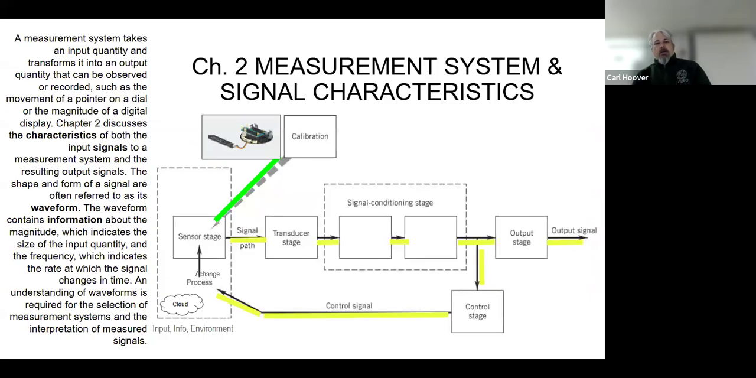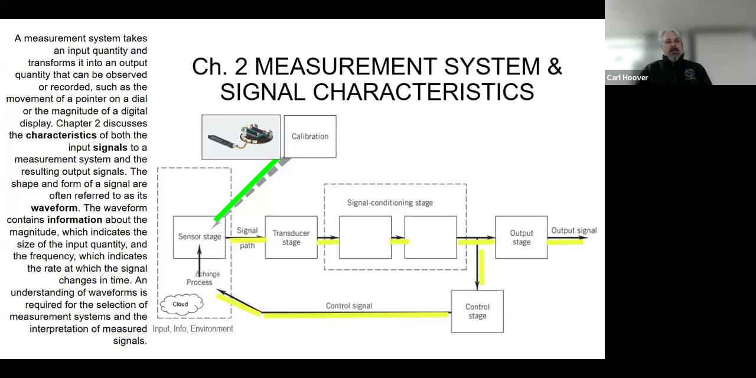So this lab is all a part of the measurement systems introduction. We looked at sensors, transducers, signal paths, and output in the last lab and talked about signals going through them. We also talked about the idea of having control or feedback loops in our measurement systems and calibration, which we implemented with the moisture sensor last week.